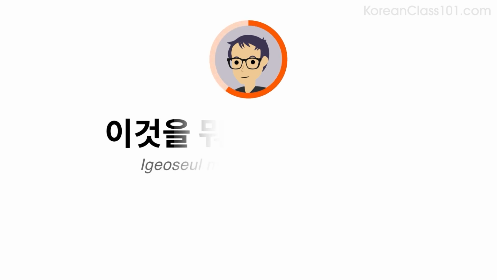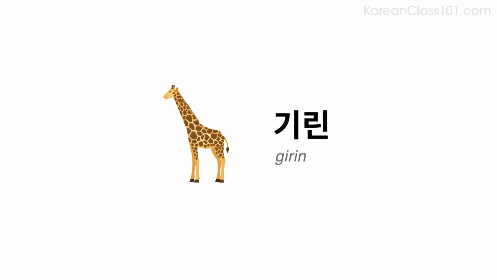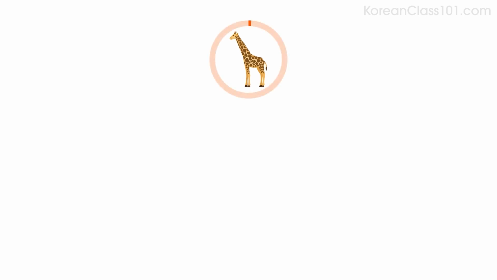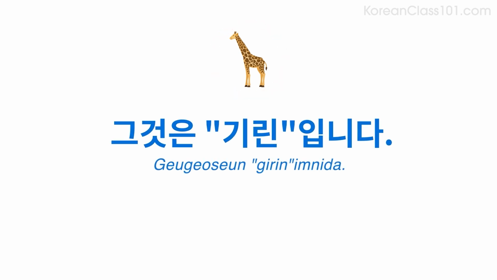Okay, now it's your turn. Do you remember how to say, "How do you say this?" 이것을 뭐라고 말해요? Imagine it's the word giraffe. Do you remember how to say giraffe? 기린. Say, "It's giraffe." 그것은 기린입니다. Now answer the question saying, "It's giraffe." 이것을 뭐라고 말해요? 그것은 기린입니다.